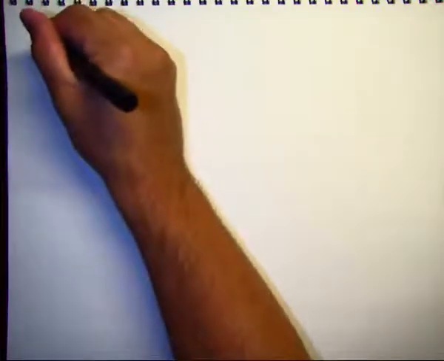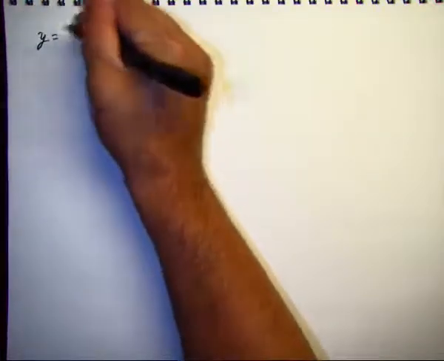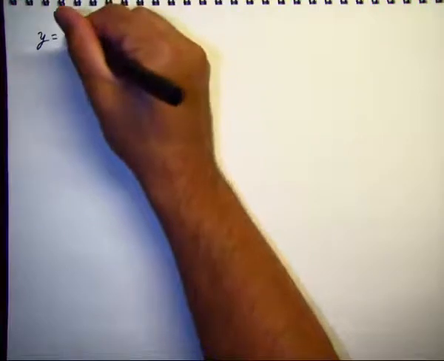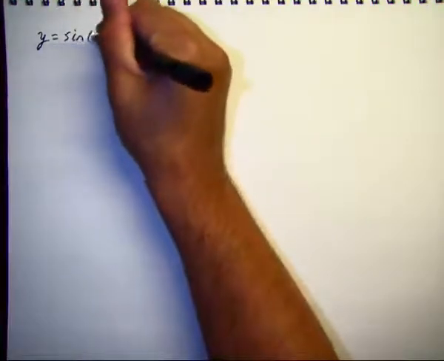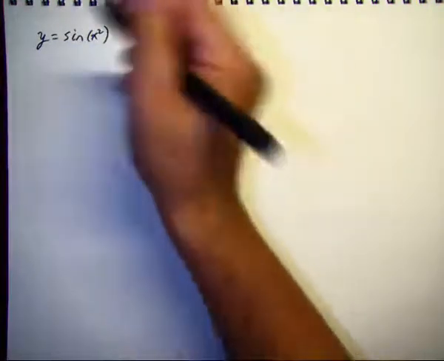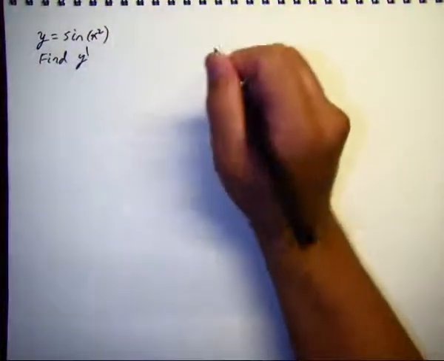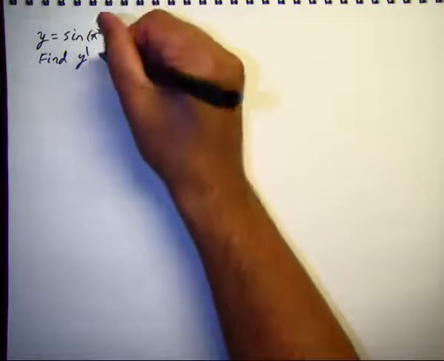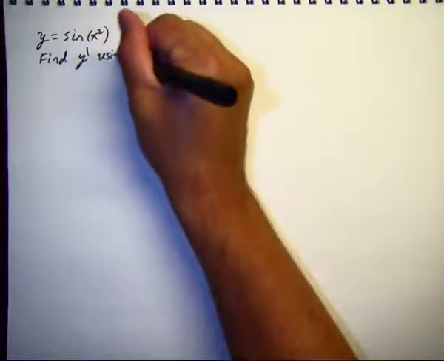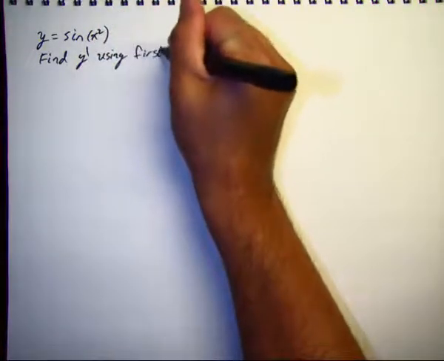Alright, this video is going to be ugly. I don't know what the rating on it is, but it's certainly not PG. What we're going to do is look at sine of x squared, and we're going to find y prime. Only here's the twist: find y prime using first principles.